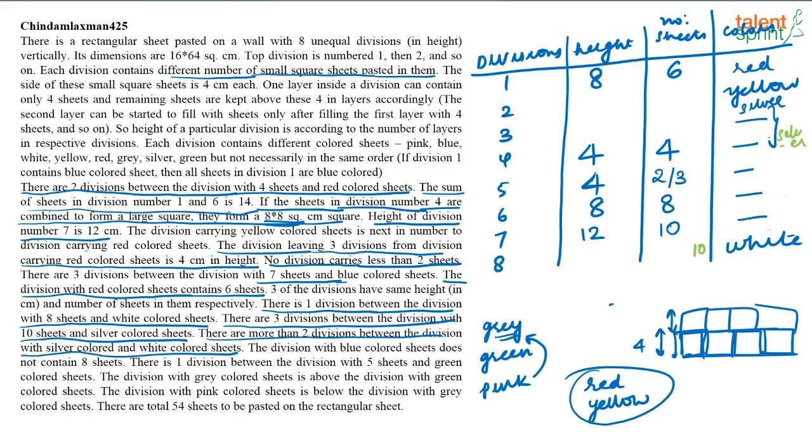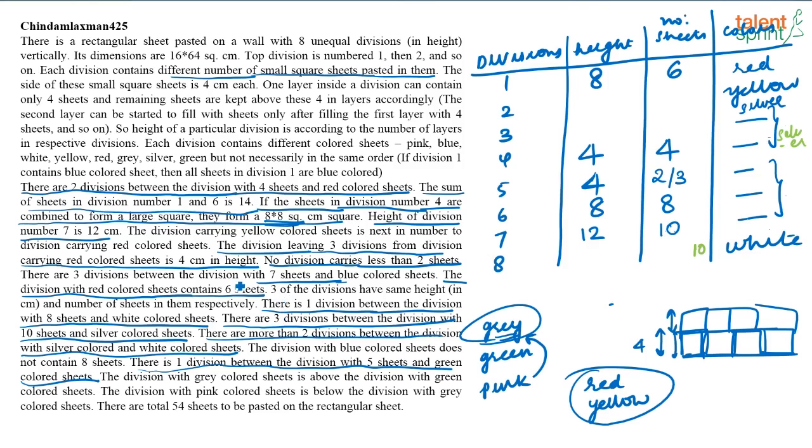Anyway, let us see. Then it is given here that there is 1 division between the division with 5 sheets and the green colored sheets. See, whichever one of these has to be silver, then I will definitely have grey, and then I will have pink and green. So basically pink and green will come somewhere here, whichever their position. I know that there is 1 division between 5 sheets and green colored sheets. So here we already have 2 possibilities. Now again we are stuck, right? So let us look at the other information that is given to us.